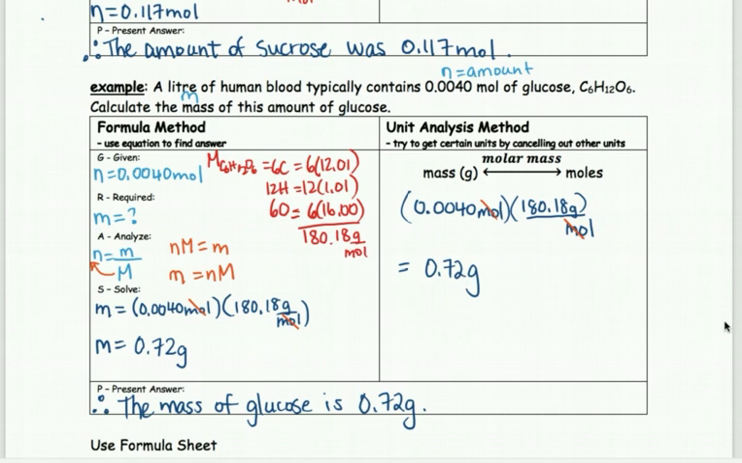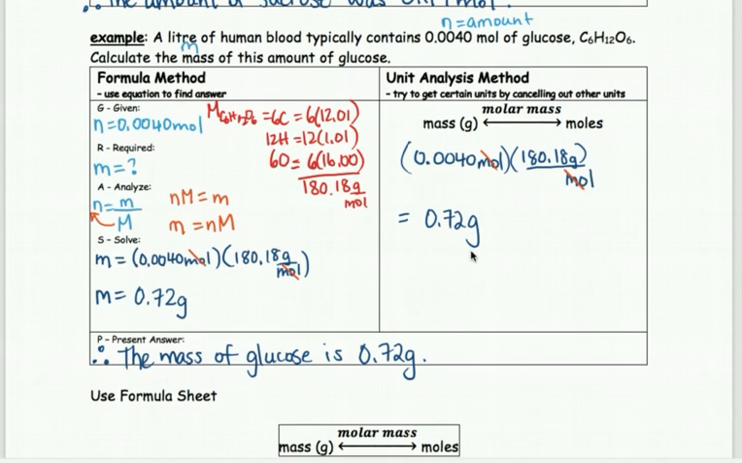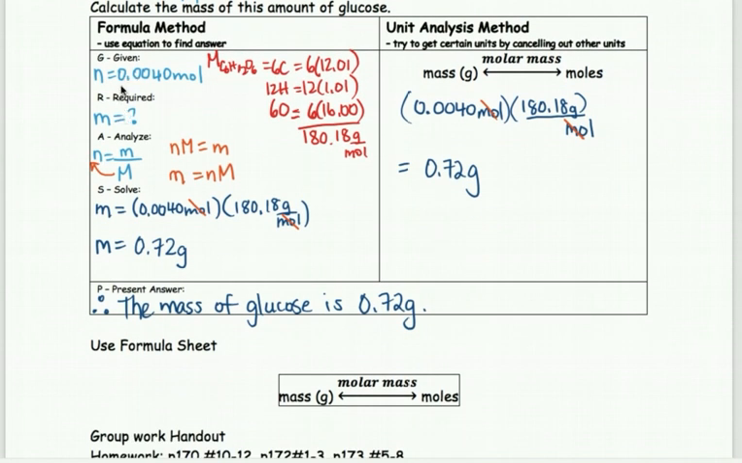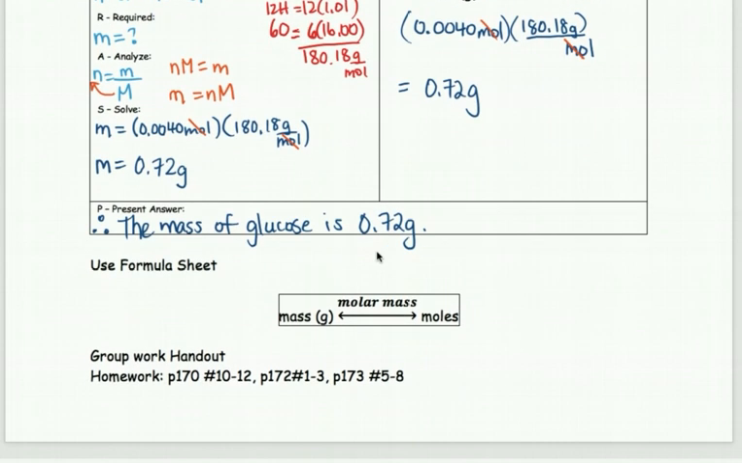And you're going to get to 0.72 grams. Moles cancel out, grams is left, so you're just taking 0.004 and multiplying it by 180.18. Then write your final statement. Don't forget your final statement. Don't forget your units. Hopefully this is convincing some of you to switch to this method. It's a little quicker. You would still do the molar mass part, but then you just do this part here and you're done.